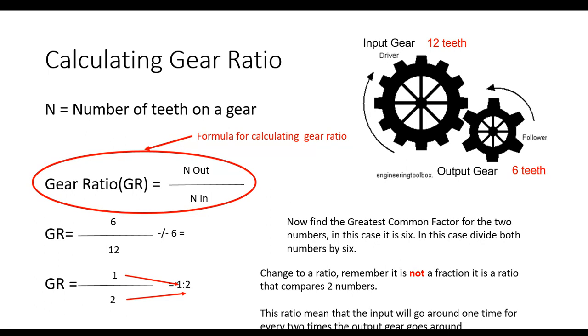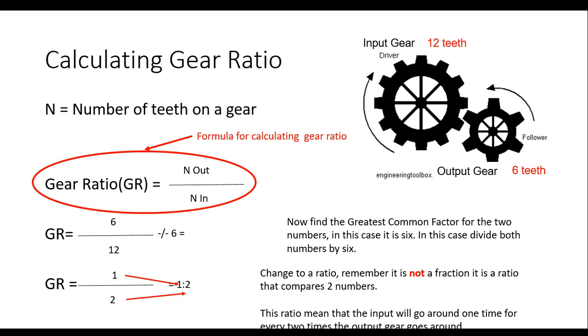This time we're going to look for the greatest common factor. In this case, the greatest common factor is 6. 6 goes into 6 one time. 6 goes into 12 two times, giving us 1 over 2. Once again, this is where people get confused because it looks like a fraction. But it's not a fraction. It's a comparison of two numbers.